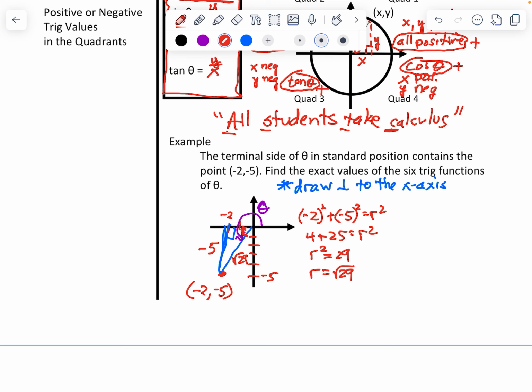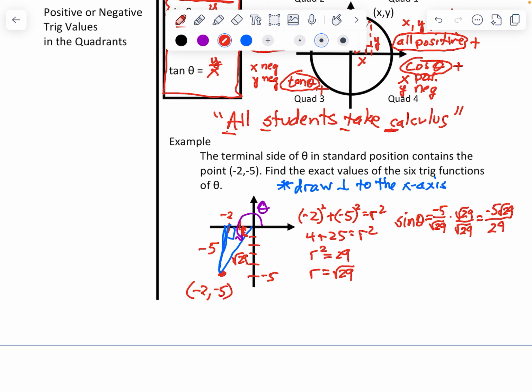So sine of theta is equal to the opposite side, -5, over the square root of 29, my hypotenuse. Now we typically will rationalize that denominator, so multiplying by square root of 29 over square root of 29 will give me -5 square root of 29 over, if you square the square root of 29, you get just 29.